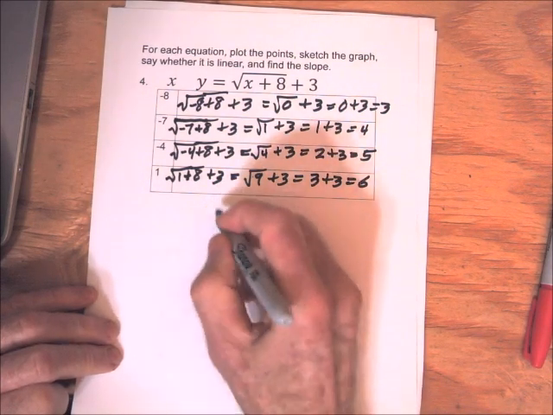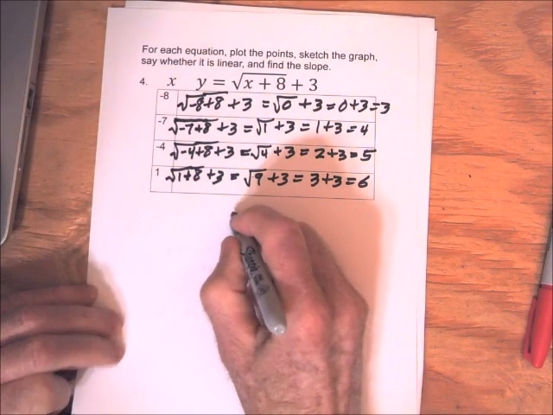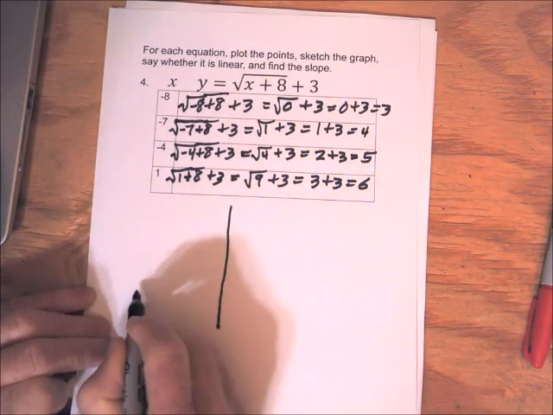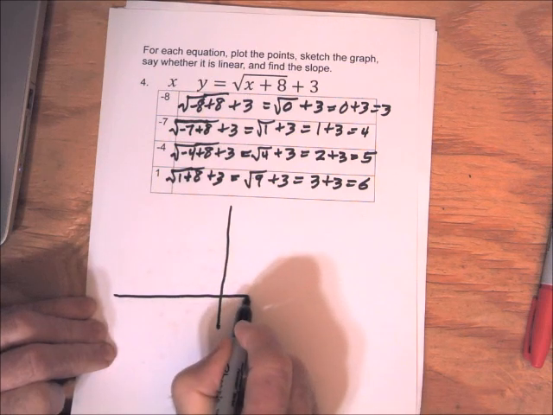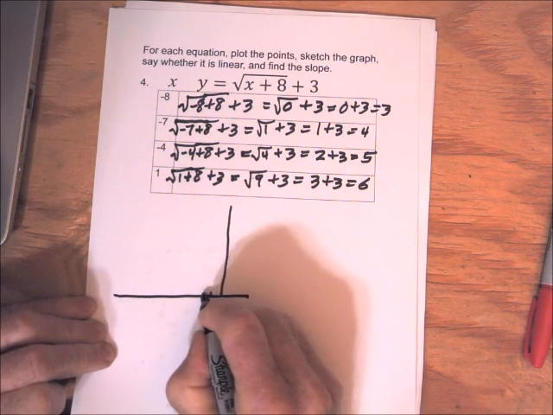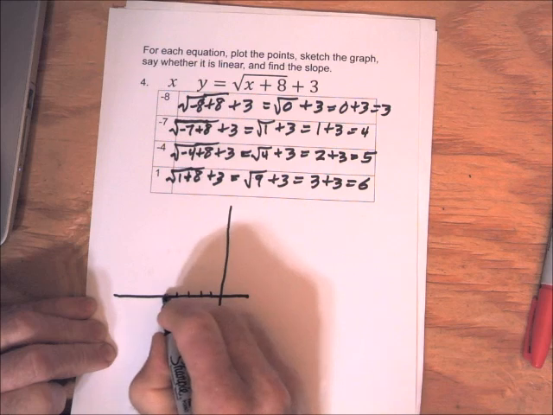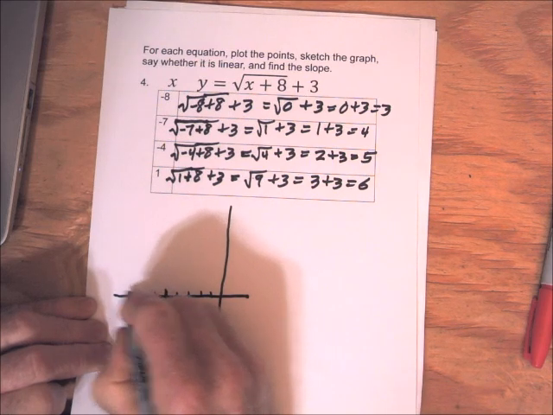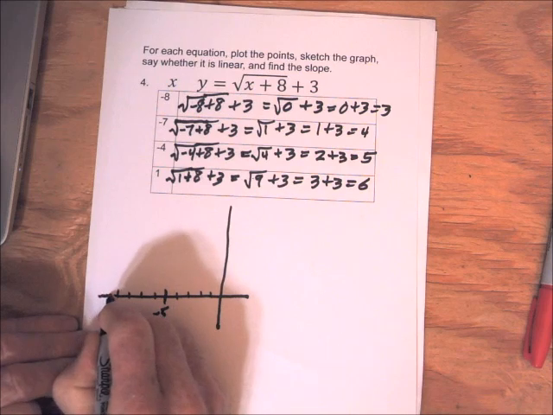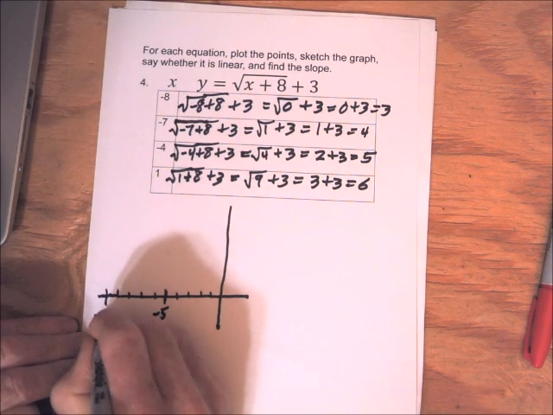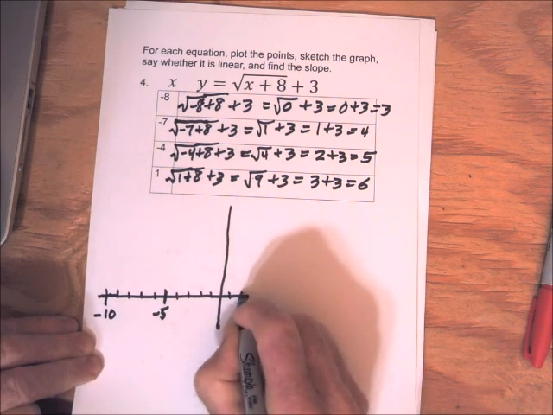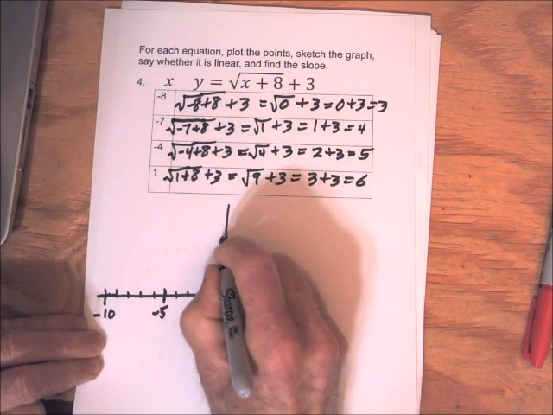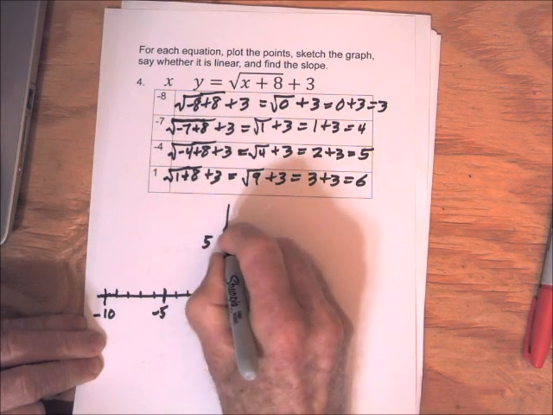See, I want more on the negative side here. Okay, so we have -1, -2, -3, -4, -5, -6, -7, -8, -9, -10. 1, 2, 3, 4, 5, 6, 7.